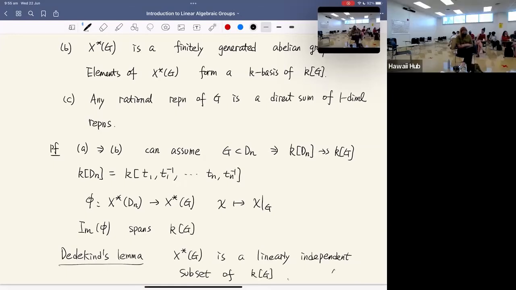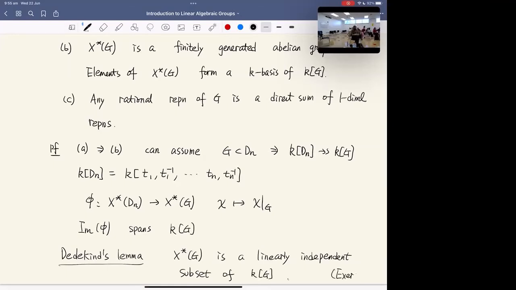So I'll leave the proof of this lemma as an exercise. But from this lemma, we see that this map is actually a surjective map. Together, this shows that the elements of X star G will be a K basis, right? So it spans K[G], and it's also linearly independent.